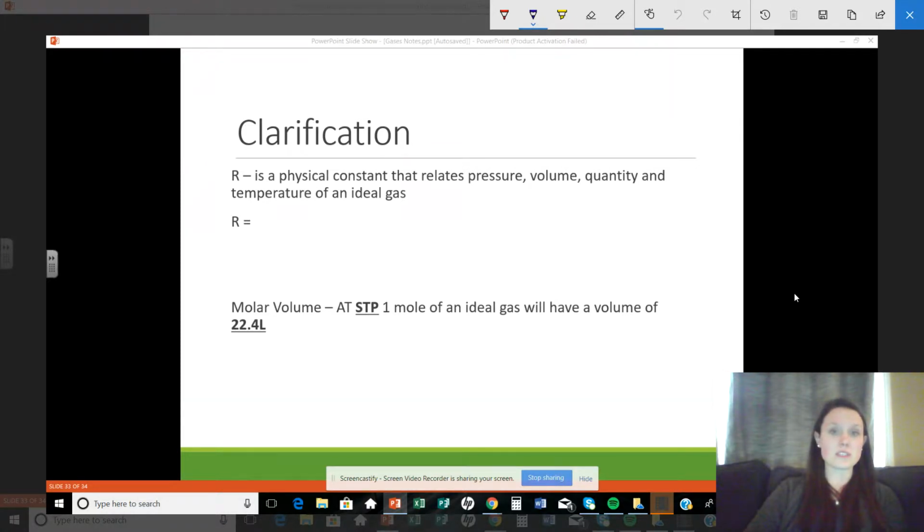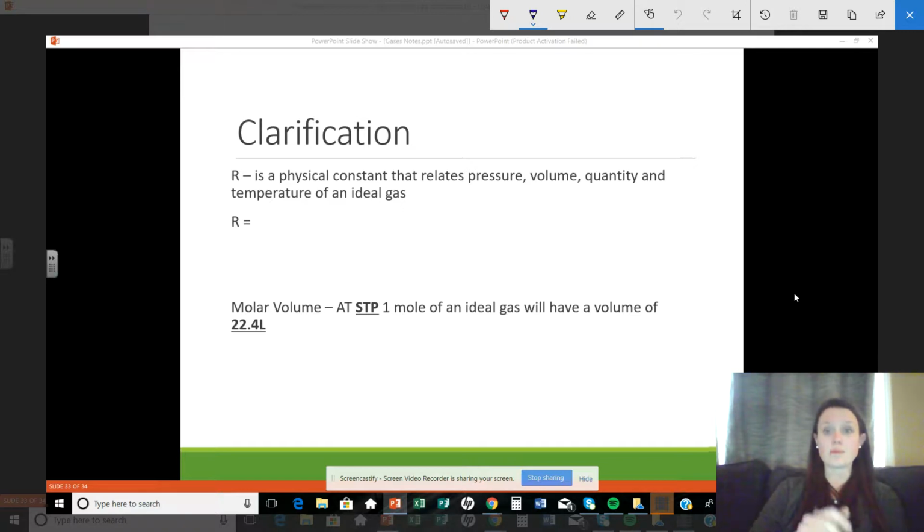Yesterday during second and third hour, when I was helping them work on their gas law practice problems, I was noticing that several people had a misunderstanding about what R is, the variable R in the ideal gas law, as compared to this number 22.4 liters. So I want to take 5 minutes and just talk about those two values, and then you guys are going to correct your gas law problems.